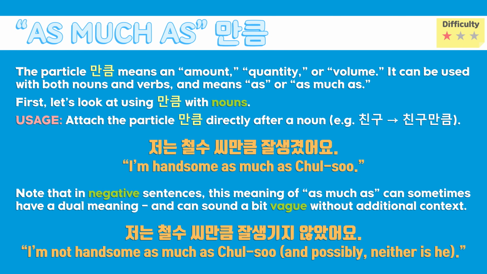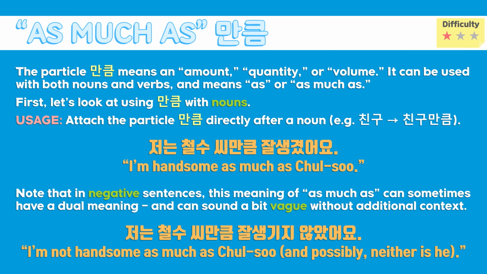The particle 만큼 means an amount or quantity or volume. It can be used with both nouns and verbs and means as or as much as. First, let's look at using 만큼 with nouns. To use it, attach the particle 만큼 directly after a noun. So 친구 becomes 친구만큼.